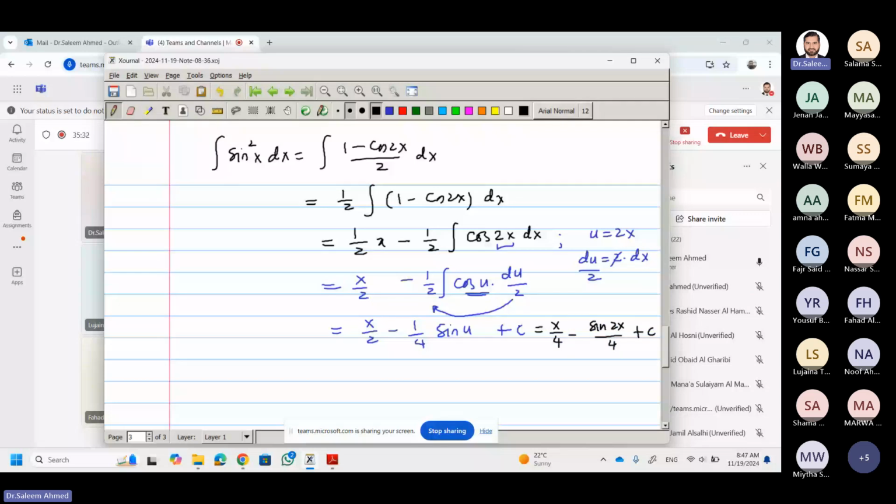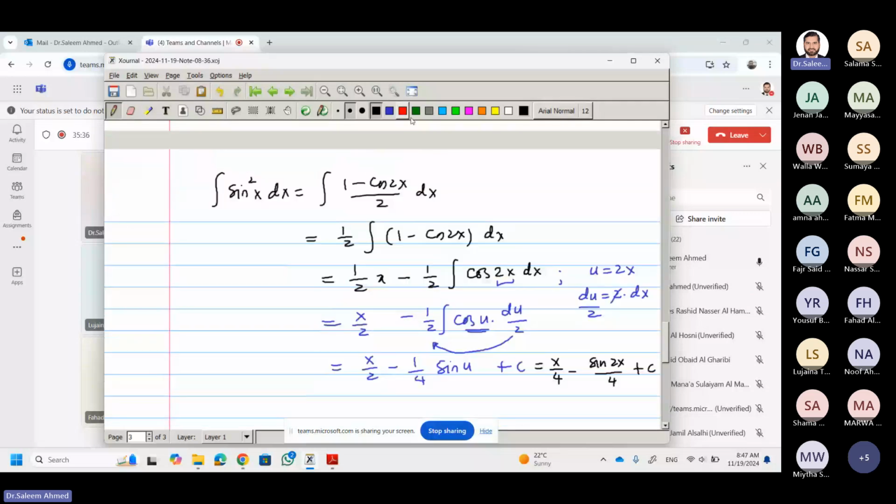And if it is cosine square, only a plus will come here. If this is cosine square x, you have just plus here, plus here. That's the only difference in your answer. So both sine square and cos square have the same technique.